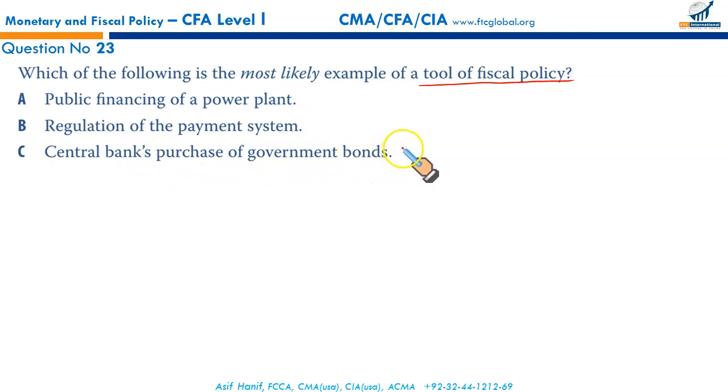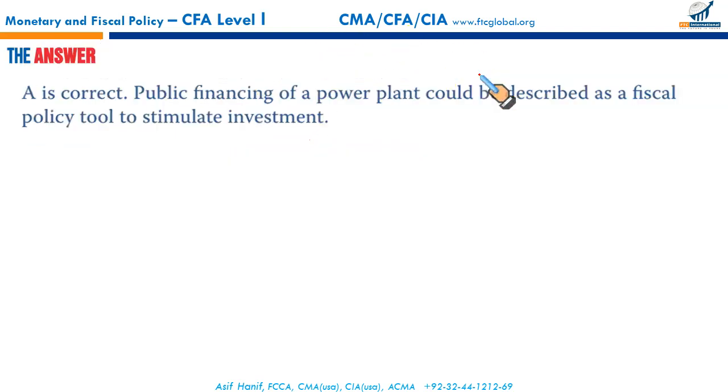Central bank purchasing of government bonds, that's monetary policy. Regulation of the payment system, monetary policy. Public financing of a power plant, that's fiscal policy. A. Public financing of a power plant could be described as a fiscal policy tool to stimulate investment.